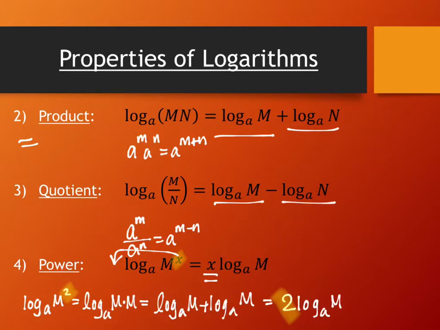What these properties allow you to do is take things that are in a very condensed, compact log form and expand them out when that's helpful, or take something that's in an expanded form and condense it back together. And that's actually what we're going to be using them for. So let's actually do the combining them back together, starting with the first one.